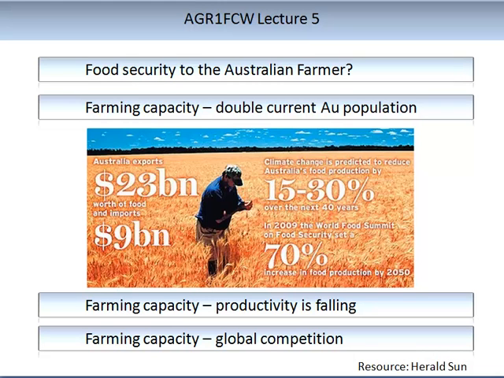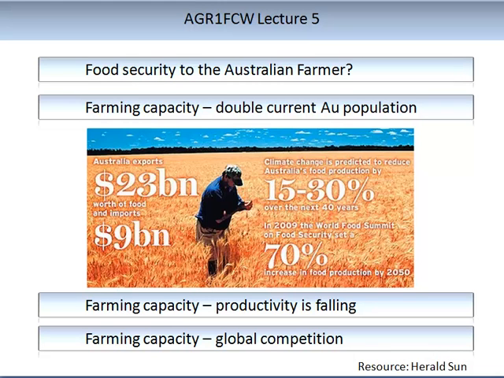Well, the article in the Herald Sun, while not a complete and accurate resource of all the components of Australian farming and food security, does highlight some important ones that we shall consider. So currently, Australia has the capacity to feed double its population. The capacity of farming and farming production is falling.